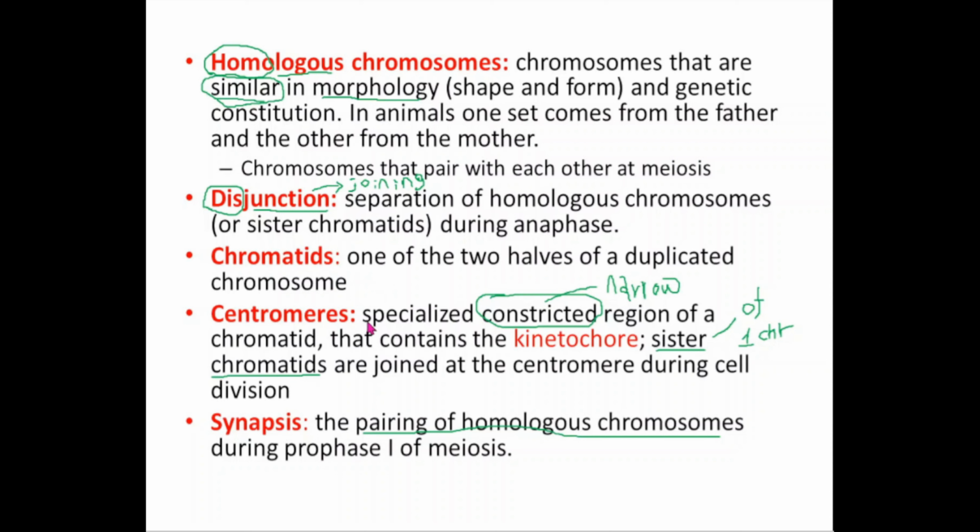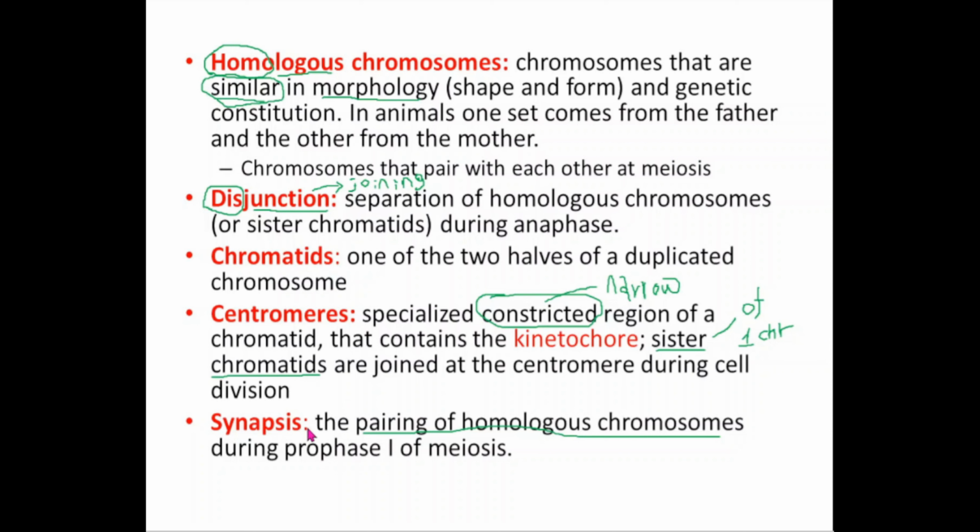What is the centromere? This is a part of a chromosome, a specialized constricted region of a chromatid that contains the kinetochore. Constricted means narrow region. Then sister chromatids are joined at the centromere during cell division. When you say sister chromatids, it is the duplicated version of one chromosome. The chromatids from different chromosomes, we can't say sister chromatids. To say sister chromatids, it should be from one chromosome.